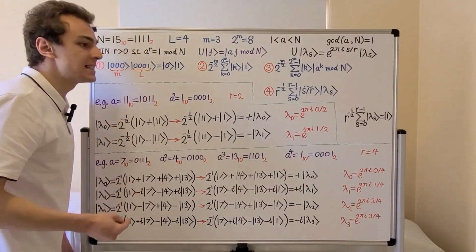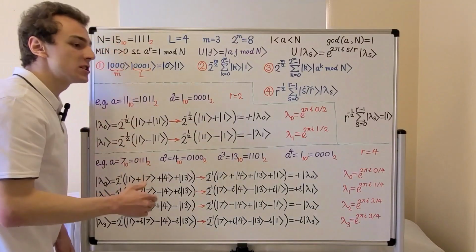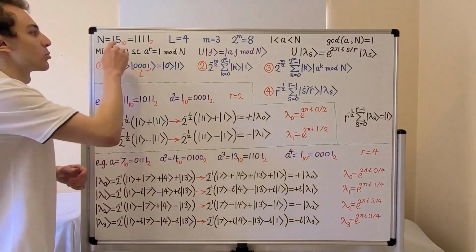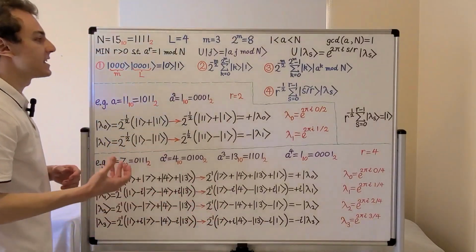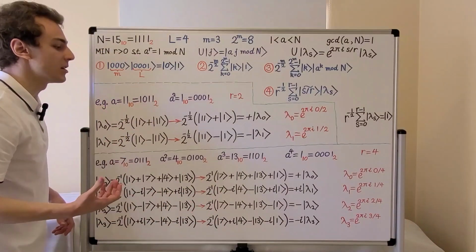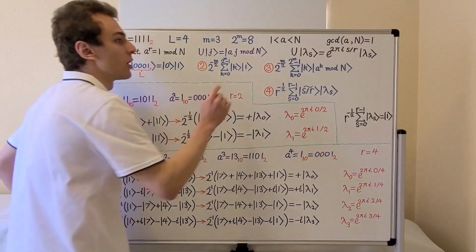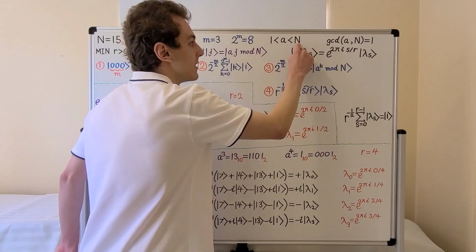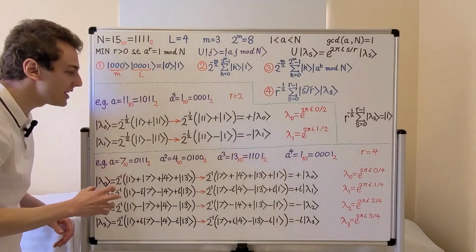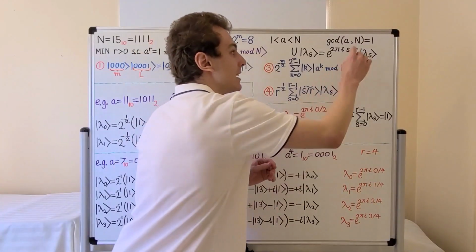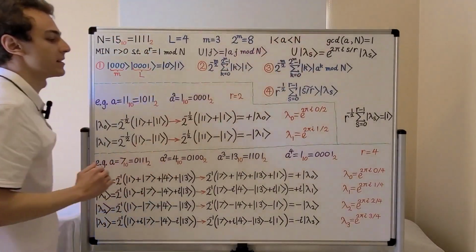In this video, we're going to consider the example of n equals 15. We're trying to use Shor's factoring algorithm to find the prime factors of 15, which are 3 and 5. And the examples of a we're going to use in this video are 11 and 7. You can see that both 11 and 7 are in between 1 and 15, and both of them are co-prime with 15. That means the greatest common divisor of 11 and 7 with 15 is equal to 1. So all of the conditions are satisfied.